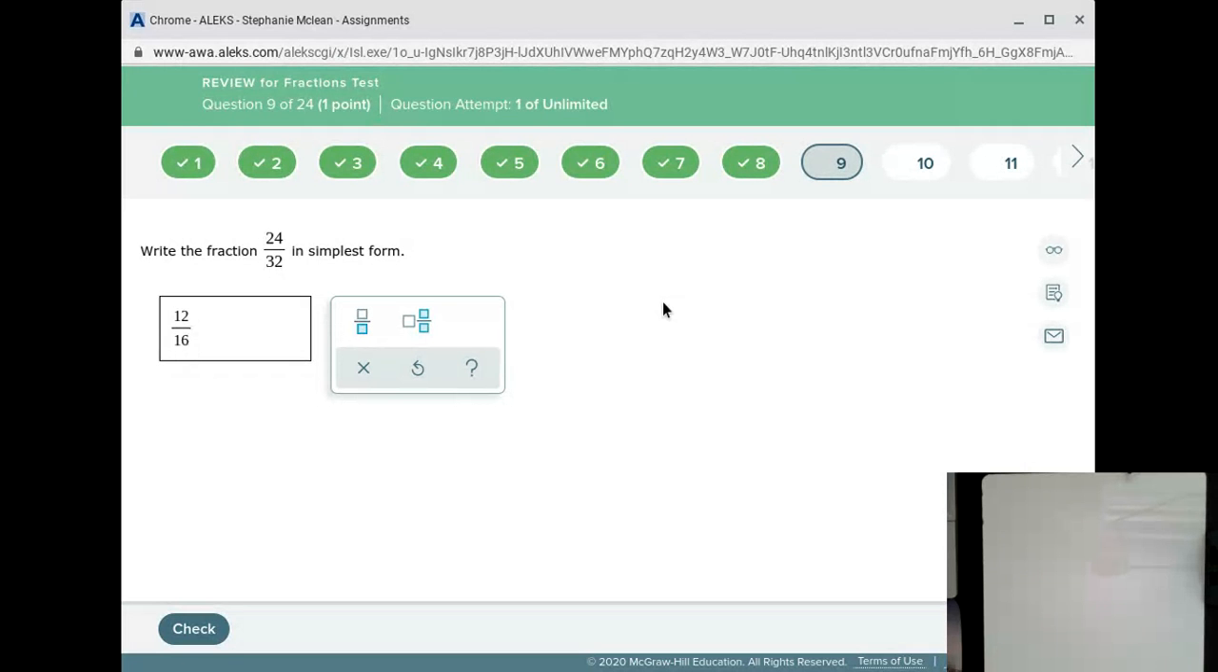Okay, now I know that 12 and 16 also have something in common. I know that they're both divisible by 2, but there's an even bigger number that they're both divisible by. So I know that 12 and 16 are both divisible by 4 as well. 12 divided by 4 is 3, and 16 divided by 4 is 4.